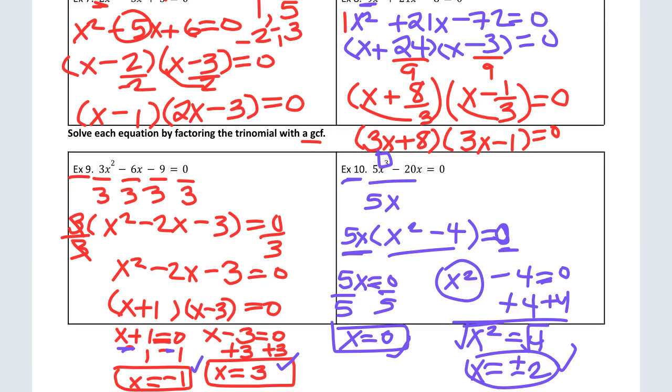This concludes the notes for solving quadratics using factoring. Once again, a is not 1, trinomials that have a GCF, etc.